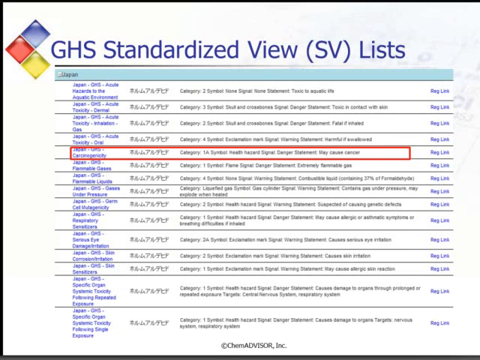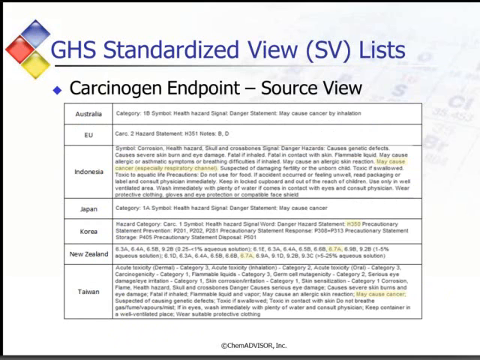So if we take a look at the carcinogenicity endpoint across countries, this initial query here is for Japan, and we've highlighted the carcinogenicity row. You see category 1A, the symbol is health hazard, the signal word is danger, and the statement is may cause cancer. And then as we do a country-to-country comparison, again, you see Japan there in the middle, and then Australia publishes an endpoint that classifies this material as 1B. EU classifies as carcinogen category 2.